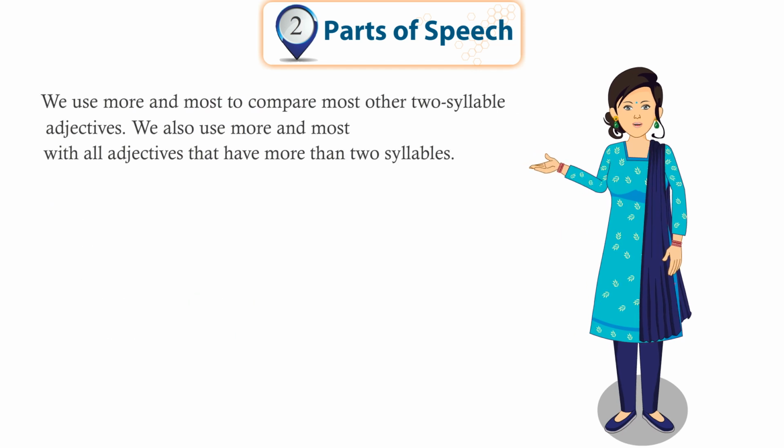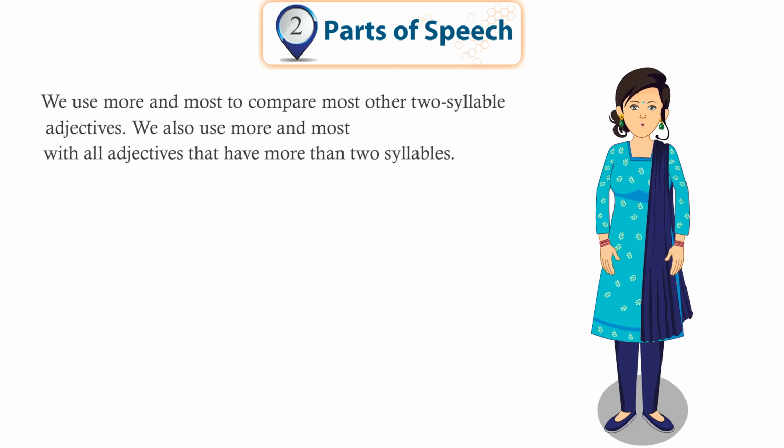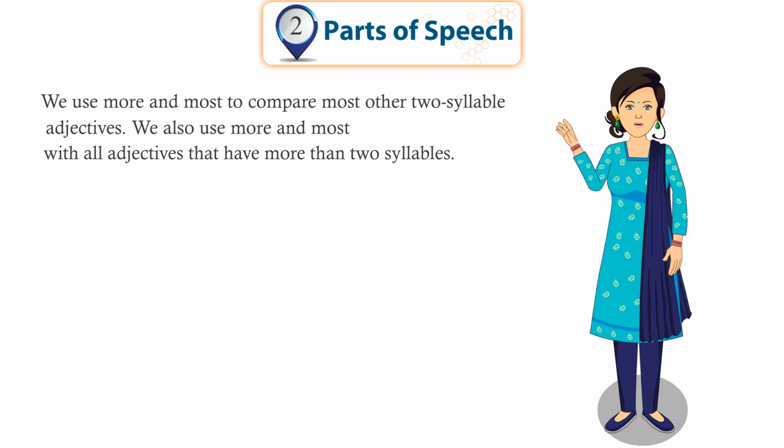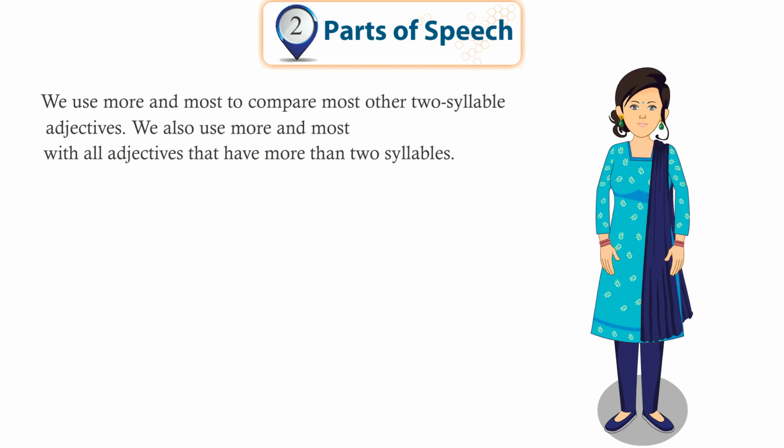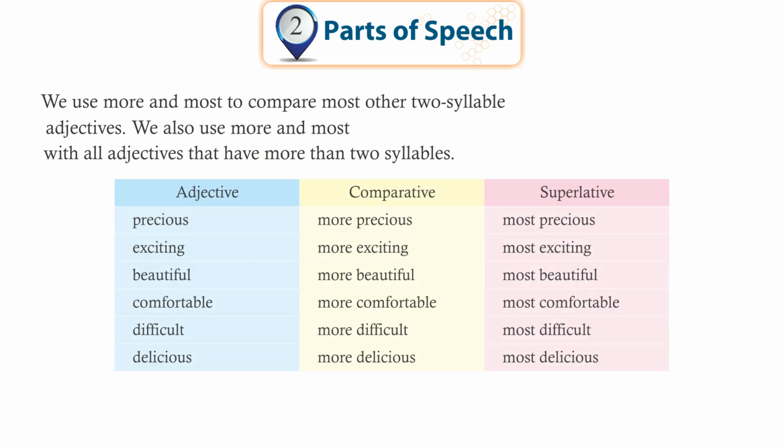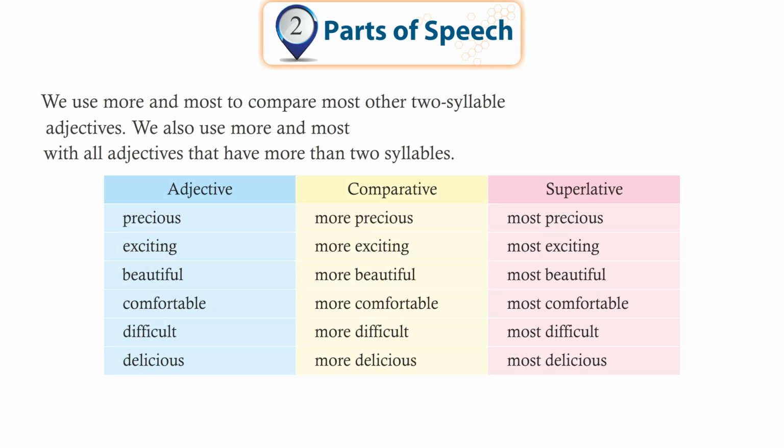We use more and most to compare most other two-syllable adjectives. We also use more and most with all adjectives that have more than two syllables. Adjectives, comparative, superlative. Precious, more precious, most precious.